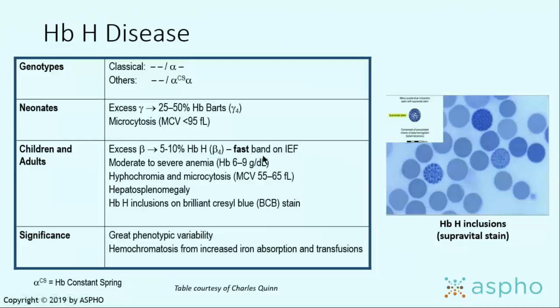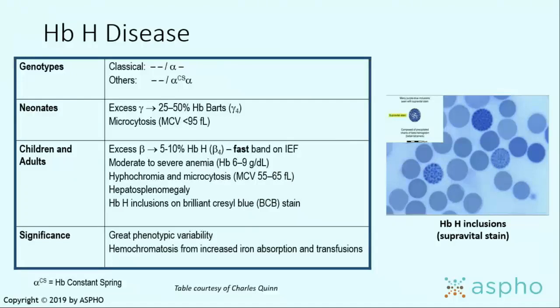It is a fast-moving band as opposed to the constant spring, which was a slow-moving band. They have moderate to severe anemia. They are very microcytic, MCVs in the 50s to 60s. They will often have hepatosplenomegaly, and they'll have little hemoglobin H inclusions, as I show over here, when you stain their red blood cells especially. There's a lot of phenotypic variability. I've only had one or two of these kids in my practice, and one of them never needed any transfusions, and one just needed one when they were sick.